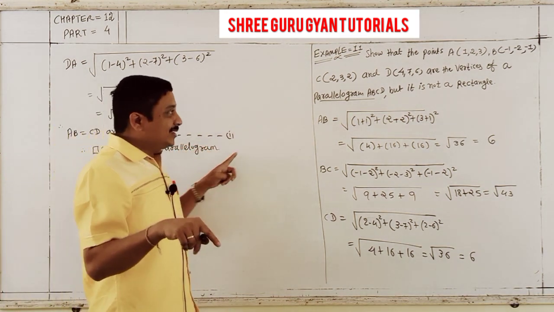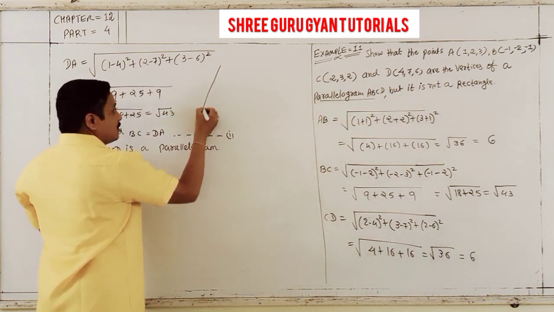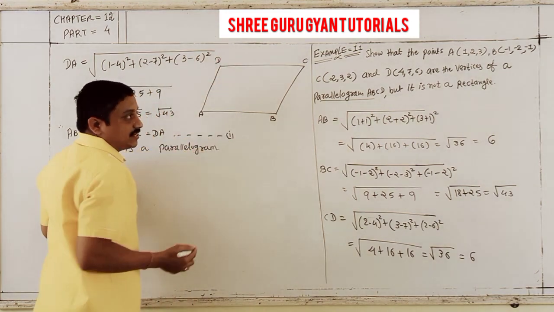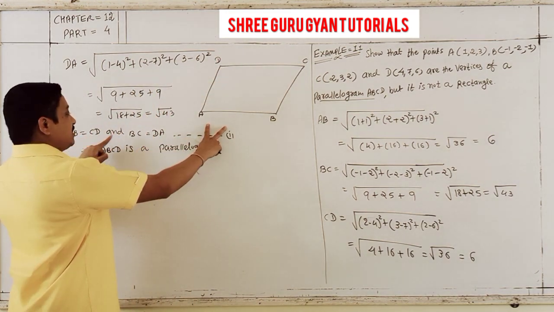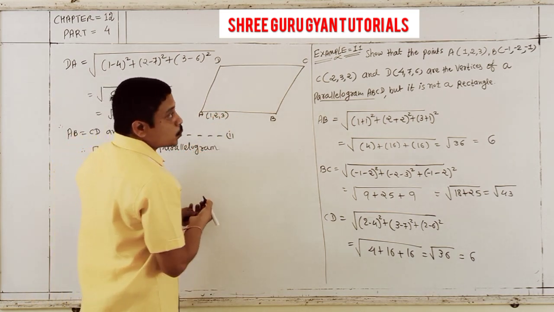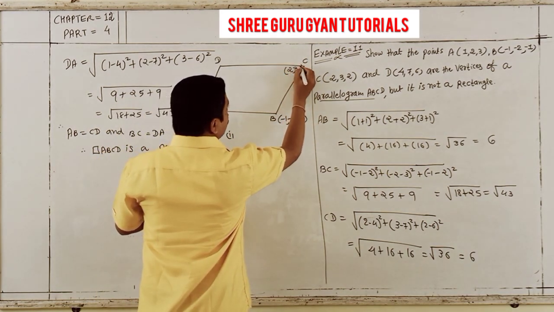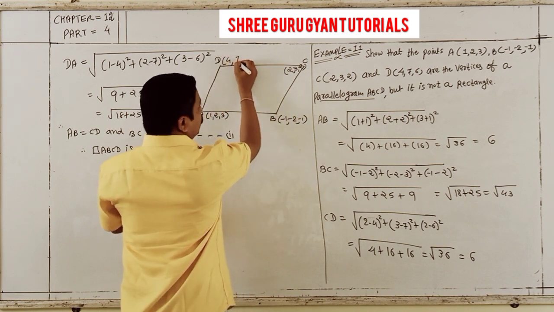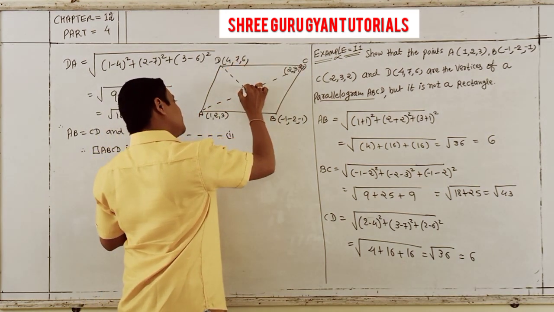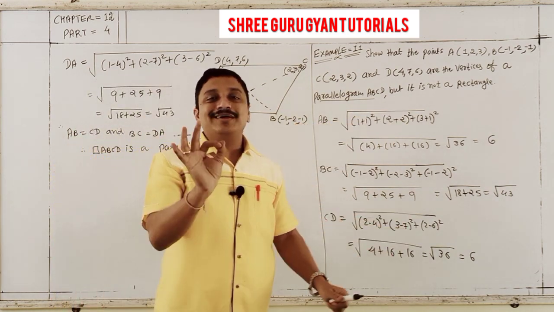Now I will prove it is not a rectangle. It means I will show now the length of the diagonals. So students, you draw A, B, C, D. A I have 1, 2, 3. B minus 1, minus 2, minus 1. C students, 2, 3, 2. And last D 4, 7, 6. Now I start to find the length AC and length BD. And if both diagonals are not the same, it is not a rectangle.